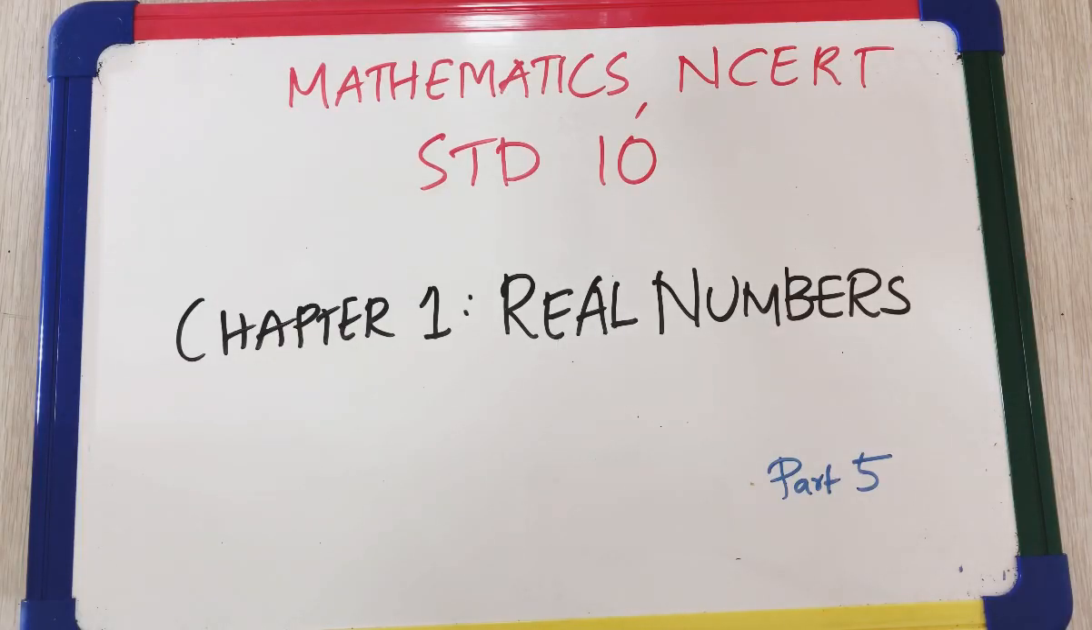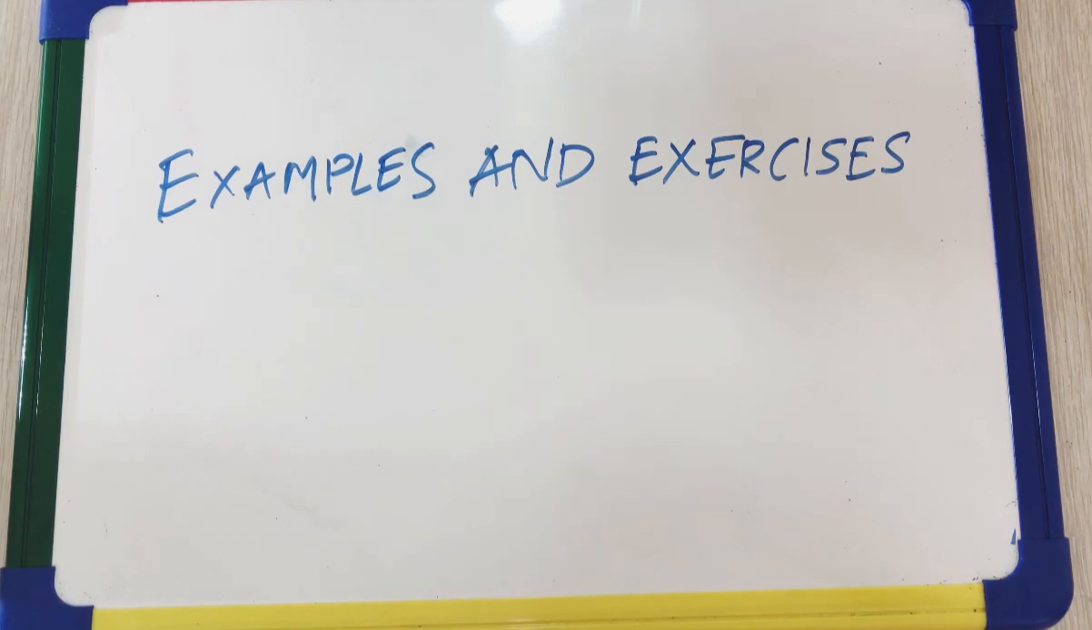Welcome back to my fifth video of Chapter 1, Standard 10 Mathematics NCERT textbook. In the last video, we discussed the proof that root 2 is irrational. In this video, we can see the proof that root 3 is irrational and root 5 is irrational. Also, we can see more examples and exercises.